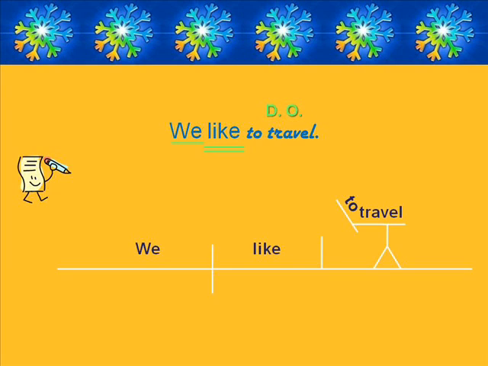Okay, here's what your diagram should look like. We have the subject, we, the verb, like, and then to travel is our direct object. Because it's an infinitive, it has to go up on the stilts.